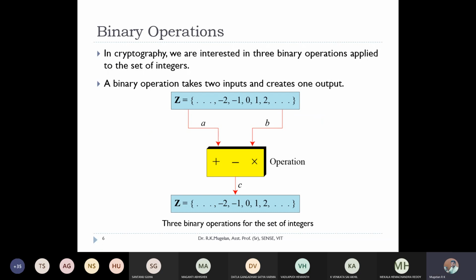Okay, now we move on to a topic called binary operations. We can perform three binary operations over the set of integers: addition, subtraction, and multiplication. Here I take two inputs and perform any of these operations, and the output I get will also be a value in the same set of integers.